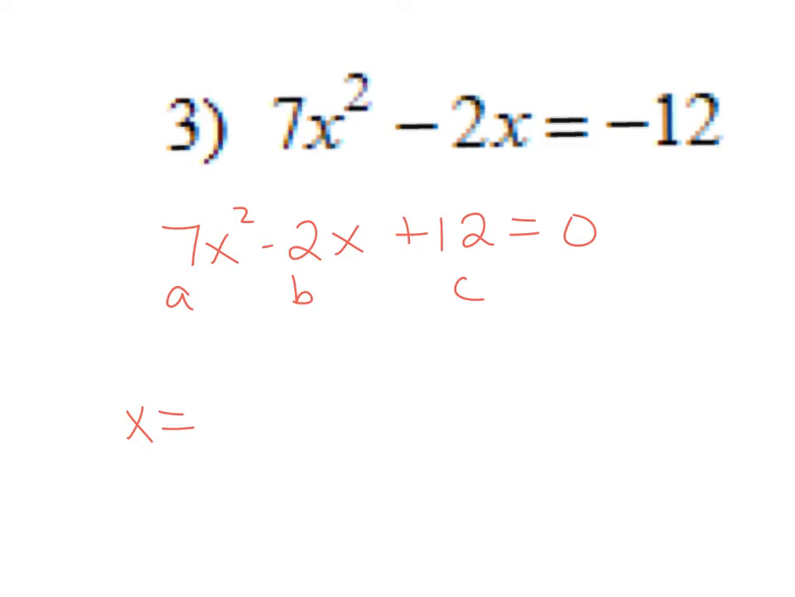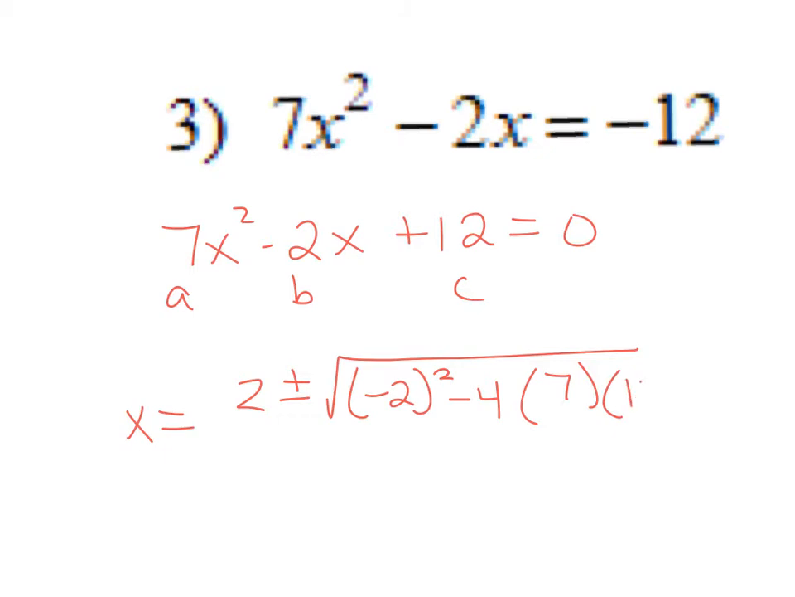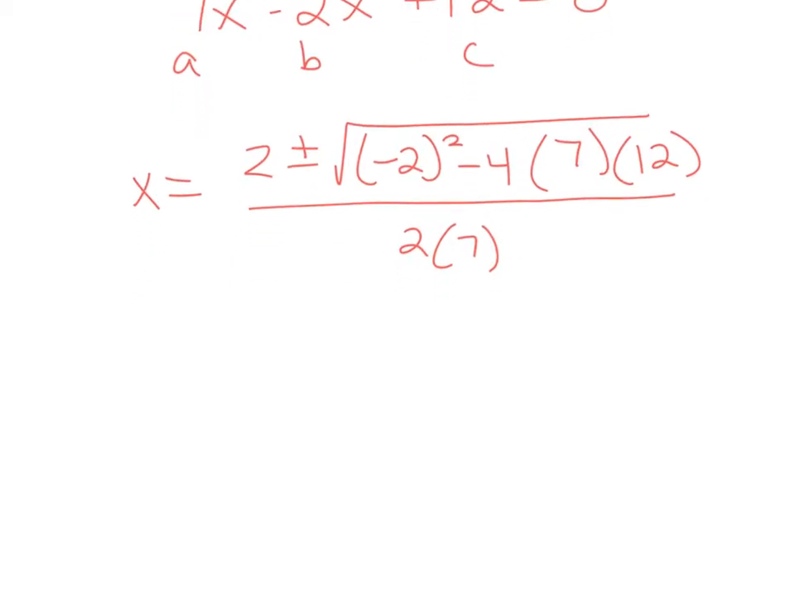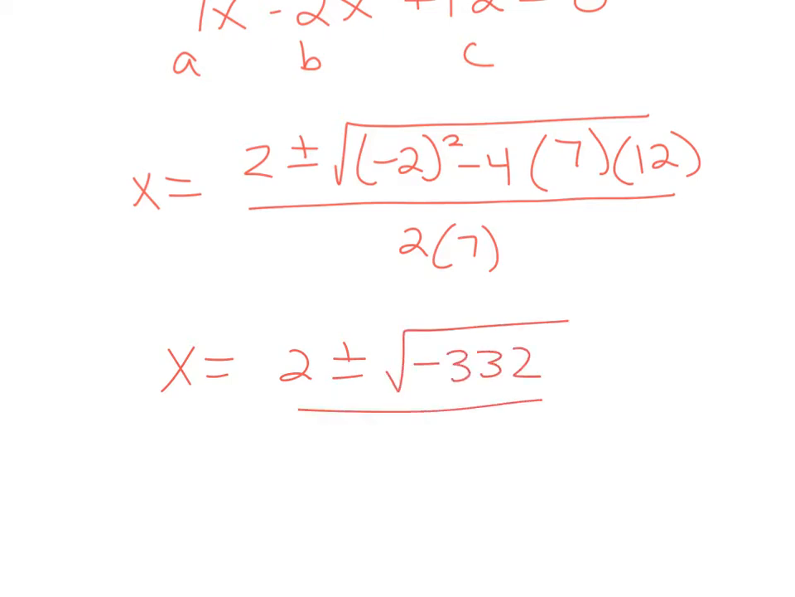So x equals the opposite of B, so that would be a positive 2, plus or minus the square root of B squared, so negative 2 squared, minus 4. My A value is 7, and my C value is 12. All divided by 2 times A, or 2 times 7. Okay, so now I'm going to go ahead and type in the negative 2 squared minus 4 times 7 times 12. So I end up with 2 plus or minus the square root, and I get negative 332 over 14.